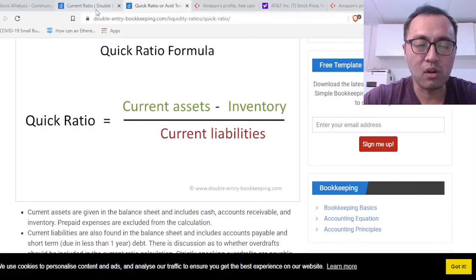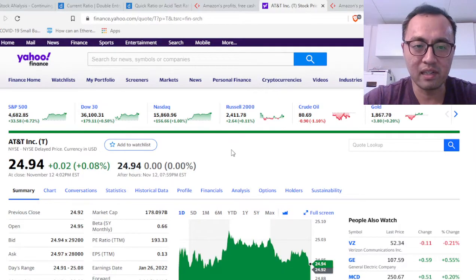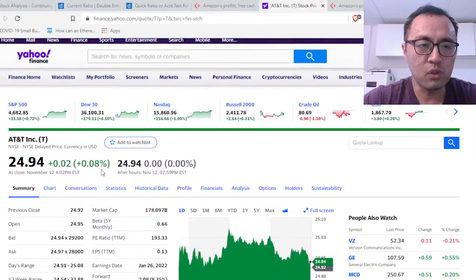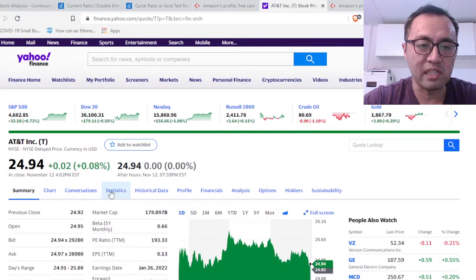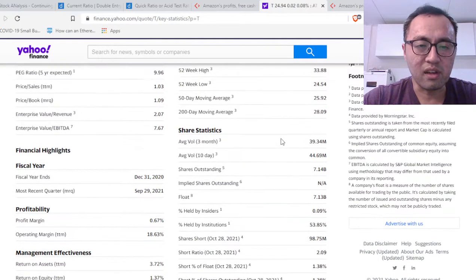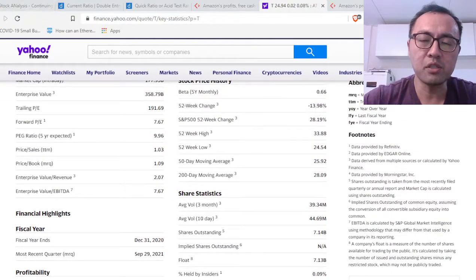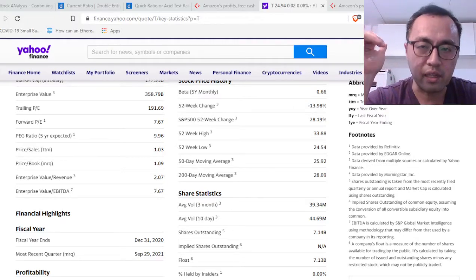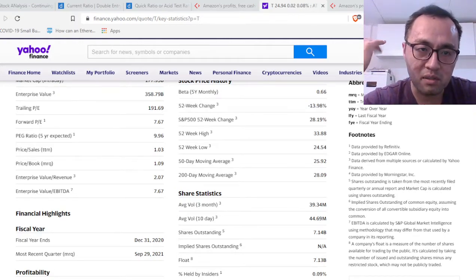So these ratios are quick and dirty. Let's take a look at AT&T. If you go to AT&T stock, which is T, and click on statistics, you can see all this stuff. The thing about these ratios is that they're a snapshot. It's like going to the doctor for your annual checkup and asking, "Am I healthy? Yes or no?" Well, he doesn't know, so he's going to do a diagnosis on you.